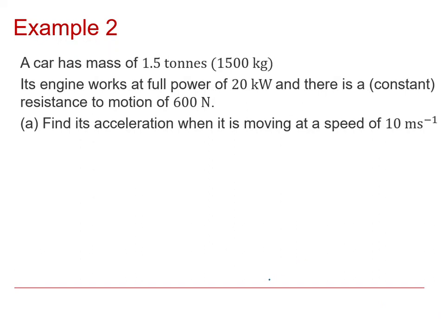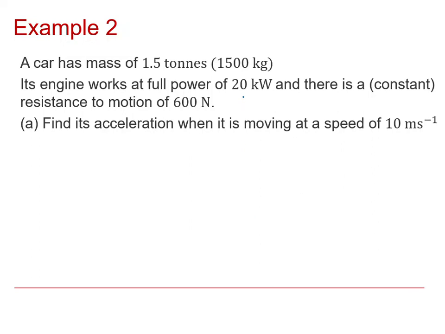Now let's look at a second question. This time we have a mass in non-standard units, but it's explained for us. It's 1500 kilograms. The engine works at full power at 20 kilowatts. That will have to be converted into watts, and there's a constant resistance to motion of 600 newtons. So we need to find its acceleration when it's moving at a speed of 10 meters per second.